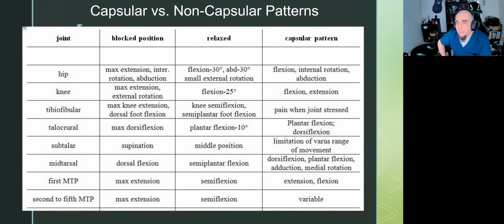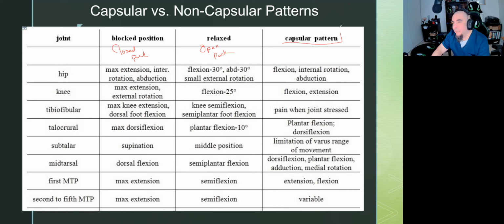But what this is saying is this gives us our blocked position. What do you think blocked position is another term for? What's that other position called? For when the joint is most congruent. Closed packed, good. Right? This is our closed packed position. That means relaxed is our open pack.